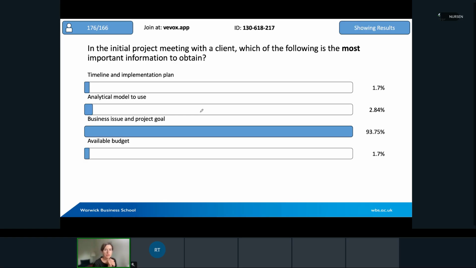So the most important one, since they are all important, but the most important one is the business issue and project goal. Without knowing the issue, what you are going to solve, you can't actually decide on the analytical model to use. You can't plan your timetable or implementation, and you don't know the available budget. So you need to first identify the business issue and project goal. This is the most important step in business understanding.